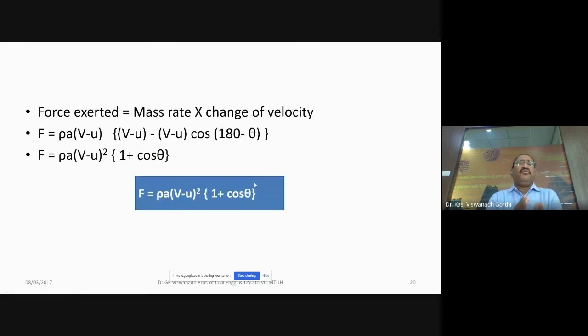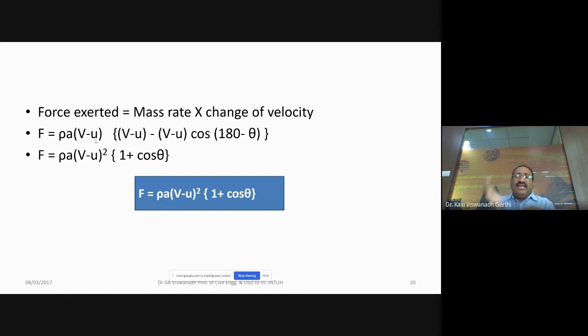So the force exerted would be mass rate into change of velocity: rho A (V minus U) into the initial velocity V minus U minus the final velocity (V minus U) cos(180 minus theta). Please note one very important point here. Why do we consider V minus U? Why is it not rho A V? Why is it becoming rho A (V minus U)? Because the vane is moving. So the effective velocity with which the liquid jet strikes a single moving curved vane would be V minus U, which is the relative velocity.